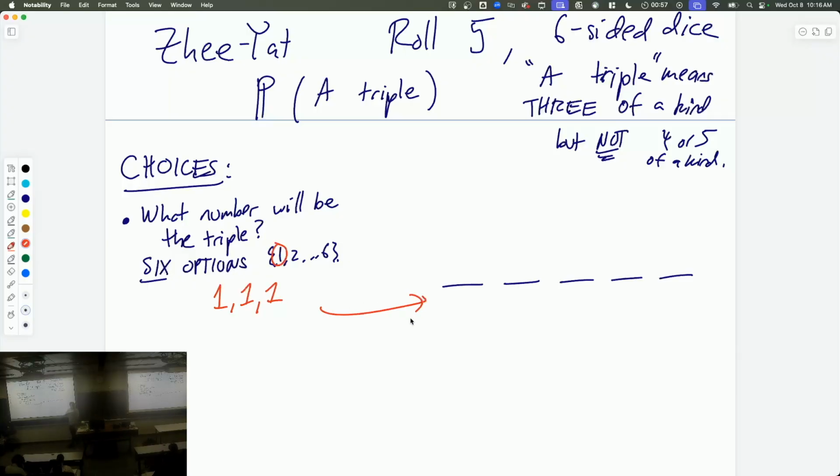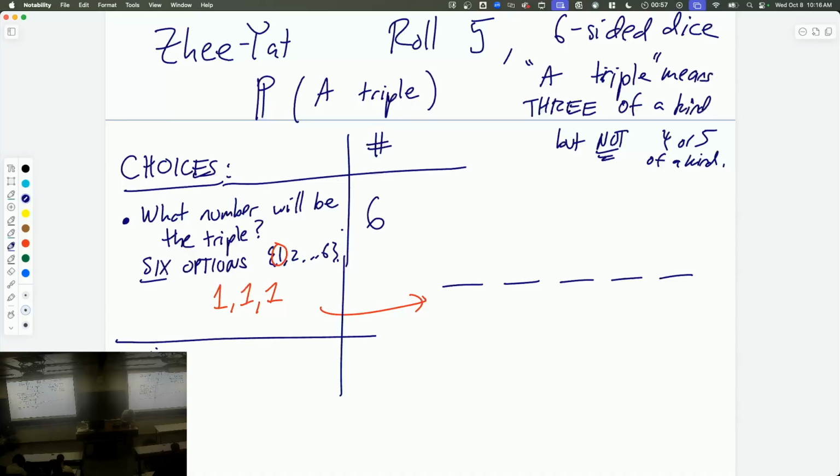And so that's what I'm going to write down as my next choice. So there were 6 choices for this. Let's say we get a little number of choices. And then next up, I have to decide where to put them: where to put the 3 copies in the 5 slots.